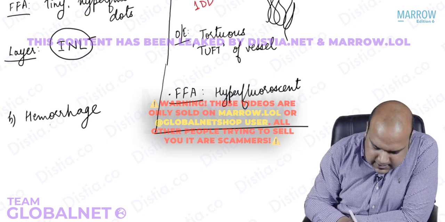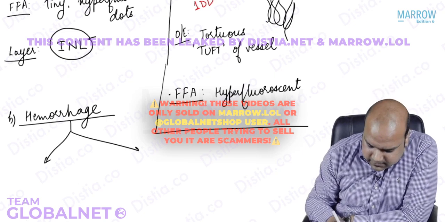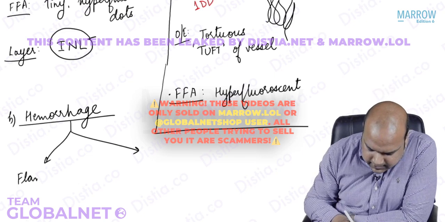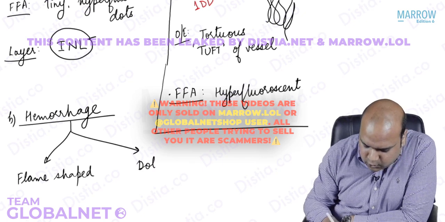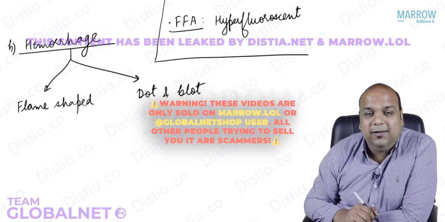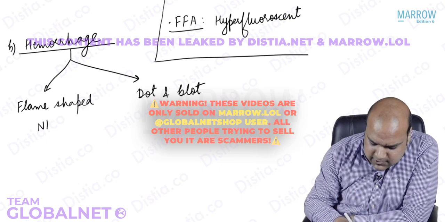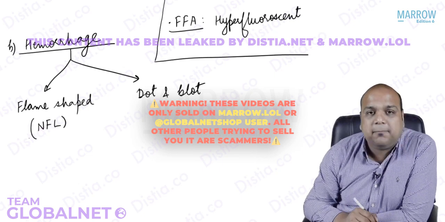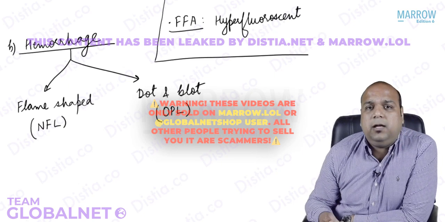Self-explanatory, everybody. Leakage is occurring, so hemorrhage of blood is occurring. This hemorrhage can be of two types, everybody. One is flame-shaped hemorrhage and the other is called dot and blot hemorrhage. Flame-shaped because it is long and thin. This is found in which layer? Superficial nerve fiber layer. Dot and blot is deep. It is found in the outer plexiform layer.